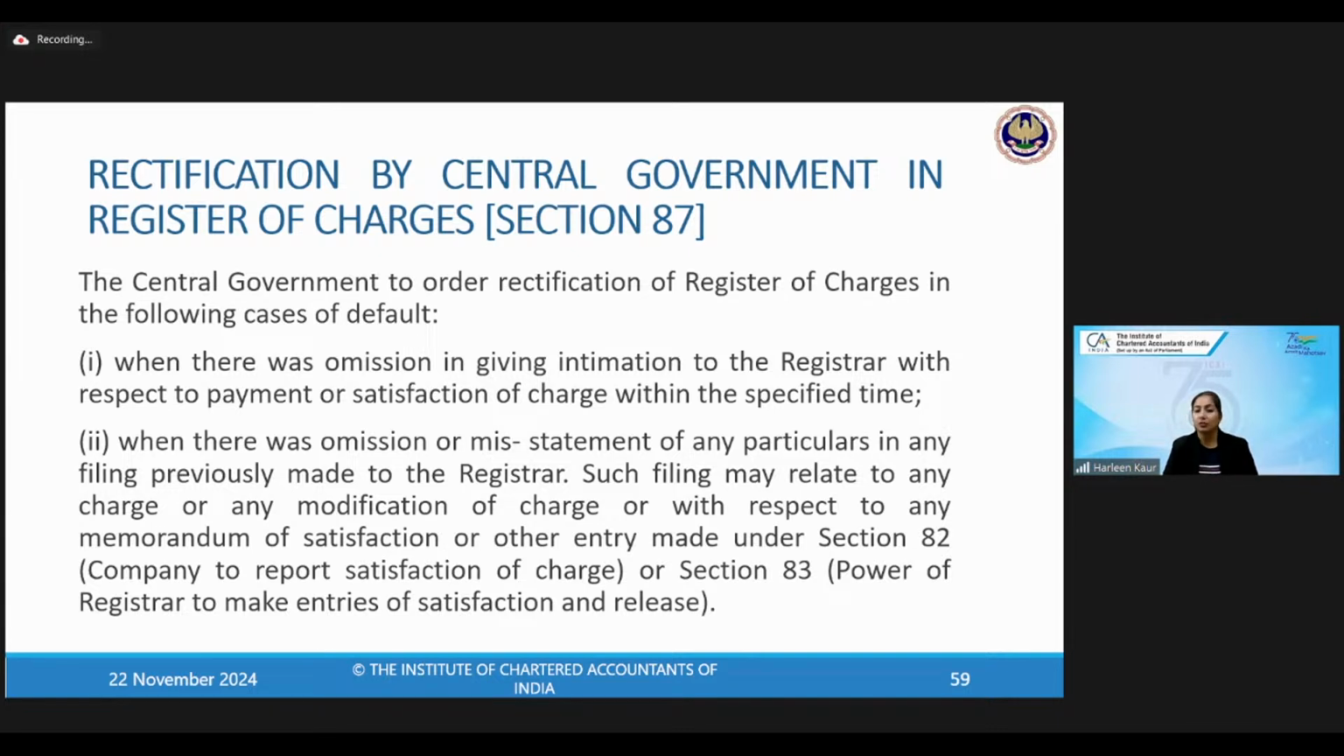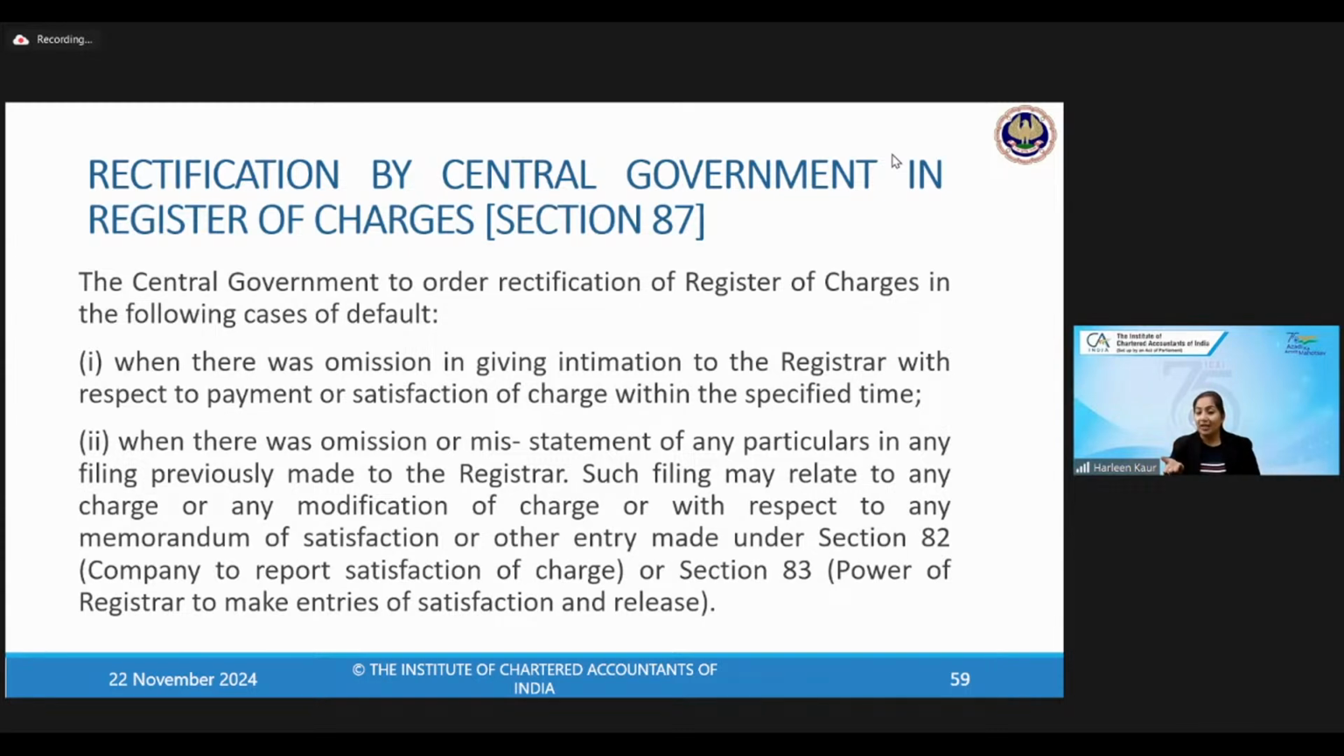The Central Government can allow the rectification if there has been any omission. Omission means you omitted to give intimation to the registrar within the specified time: 30 days, then 30 days, then 60 days at additional fees. You forgot to do all this, omitted to do this. Then take the permission from the Central Government in order to make any rectification.